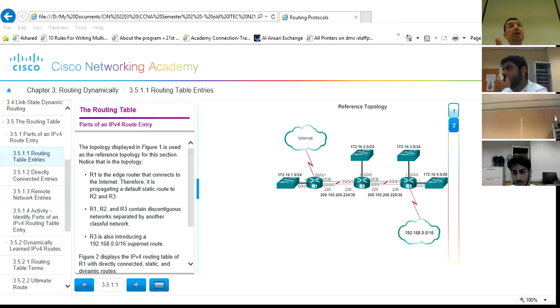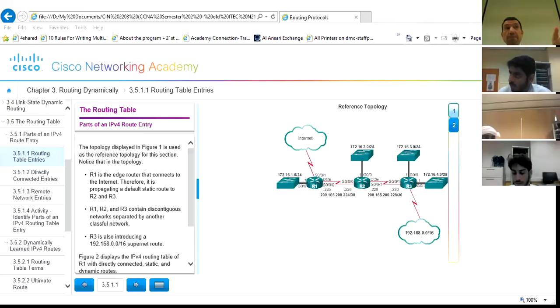The second point, they don't support VLSM. You cannot have different subnet masks of the same major network in the same topology. You cannot have it. So RIP version 1 and IGRP will work happily if all of them have the same major network, condition number 1. So 172.16, this is the major network.